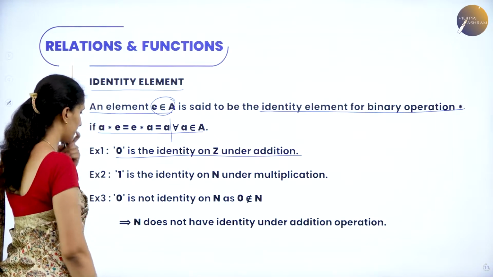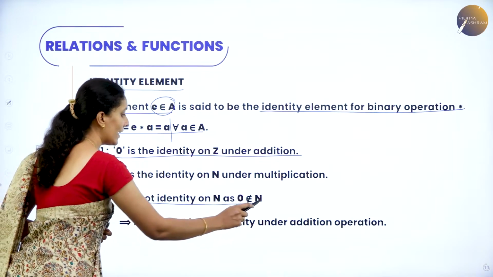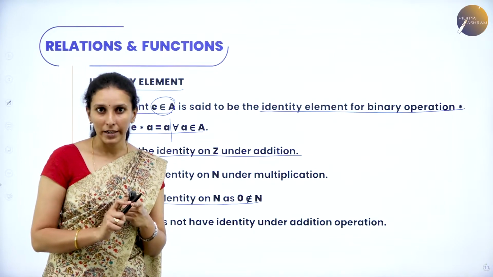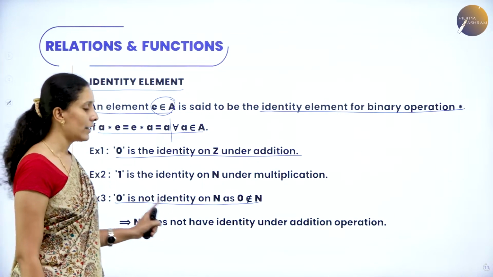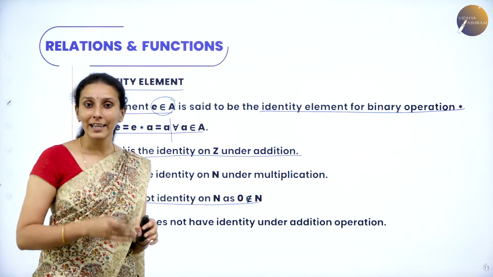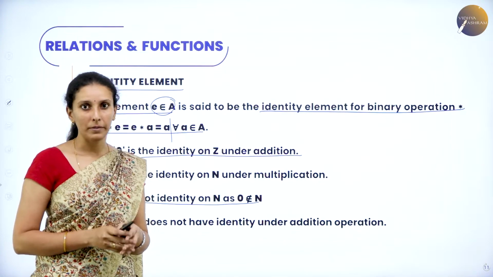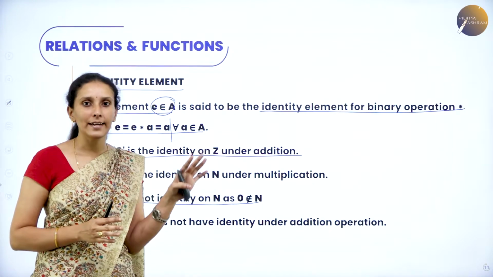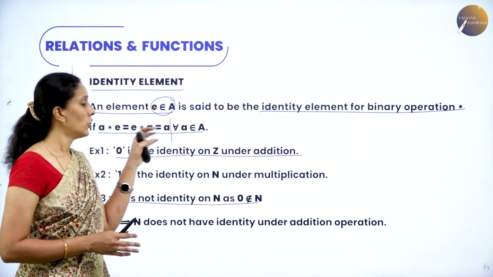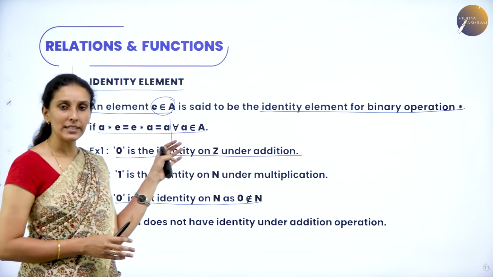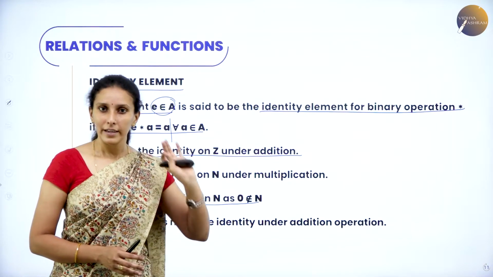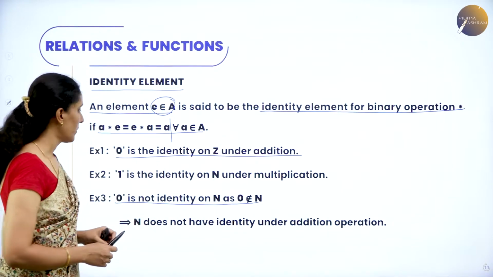But remember, 0 is not the identity in N because 0 does not belong to natural numbers. So therefore, there is no identity element in the set of natural numbers. So therefore, not all sets have an identity element which satisfies this condition. So only when A star E is equal to E star A is equal to A is possible, then only we say a certain element is an identity element in the given set.